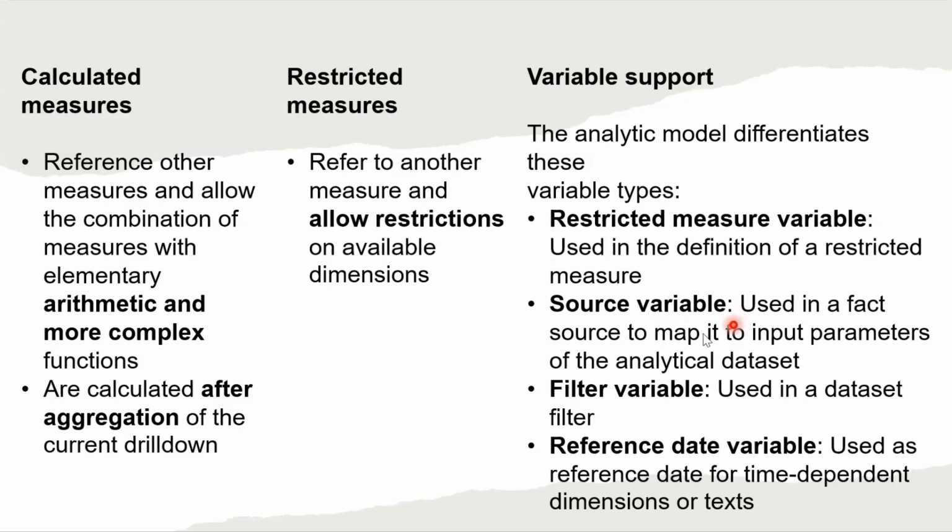Then you have a source variable. This is used in a fact source to map it to an input parameter of the analytic data set. This can also be used, for example, if you have some input parameter from another table. Let's suppose business partner is a master data table or a dimension table, and you want to create a variable where you want to input the data from that master data table. You can select that as a source variable with the input parameter. So this is the way you can use a source variable.